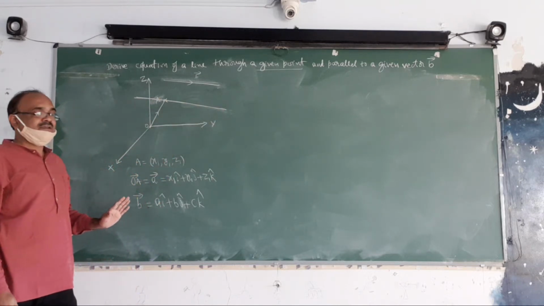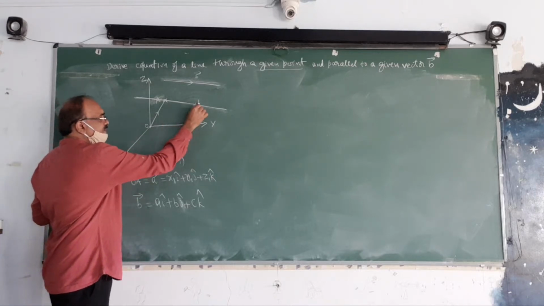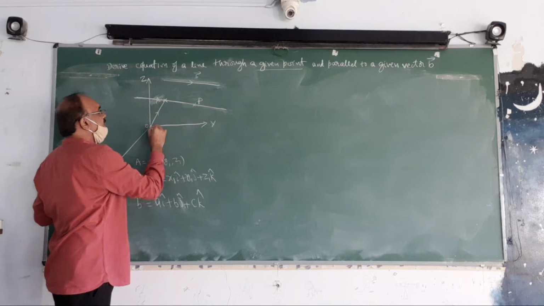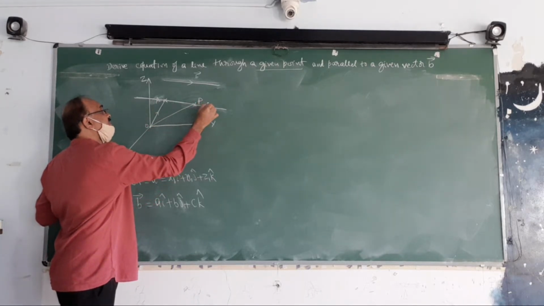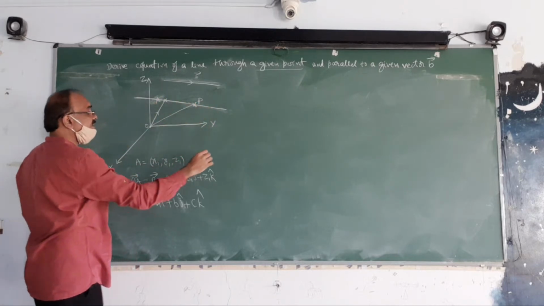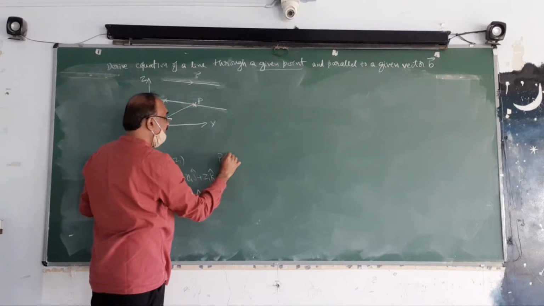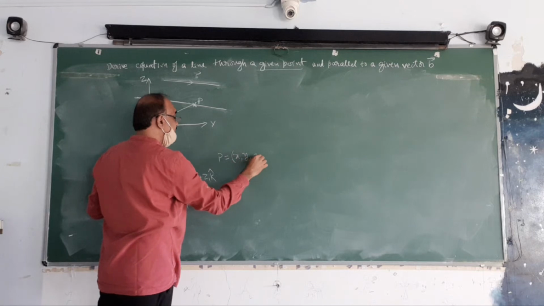What does it mean? Basically, you need to give a general point here, P. We call it P, O to P. This P can be anywhere. It need not be here. It can be here, anywhere. That represents a general point. So that's why point P in Cartesian form is x, y, z.